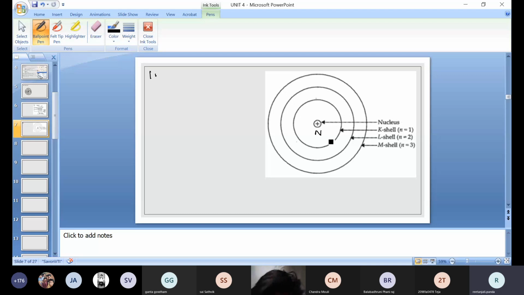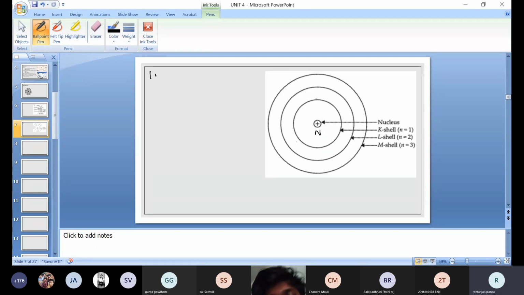If an electron is present over here, that electron is in no way going to change the path of its rotation. This is what the first postulate is saying. Those fixed paths around which the electrons are moving are called orbits, or stationary states, or energy levels.